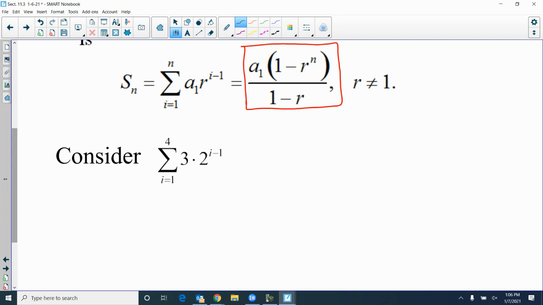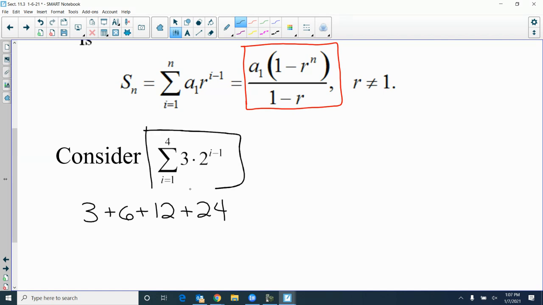What do I get when I plug in 1? 3. How about when I plug in 2? 6. Plug in 3. 12. Plug in 4. 24. All right, take a look. 3, 6, 12, 24. It's geometric. We're multiplying by 2, which is that number right there. That's our R value. The first term's a 3. So if it looks like this, it's automatically geometric.